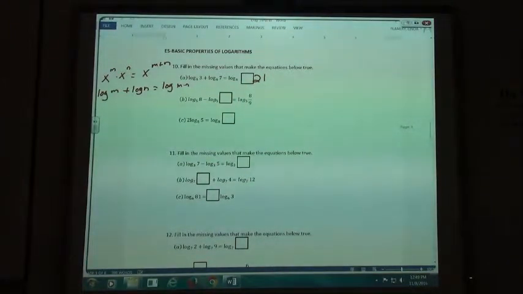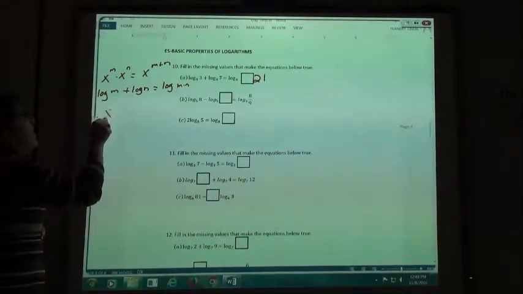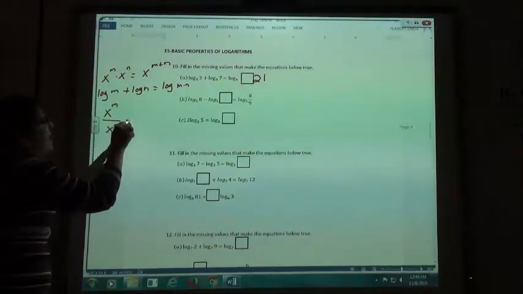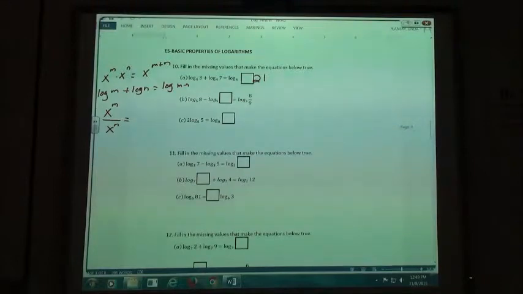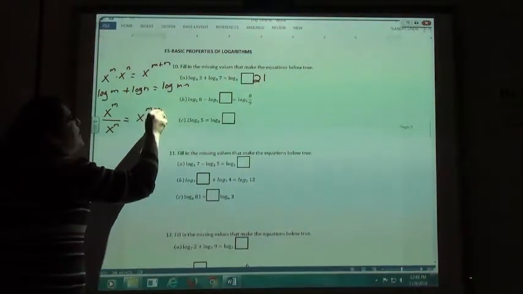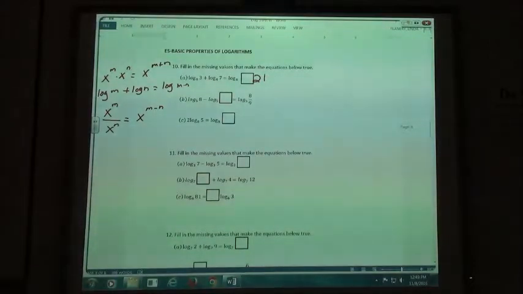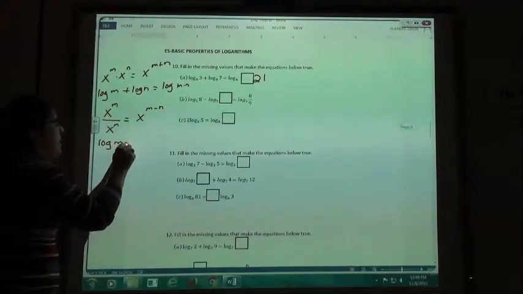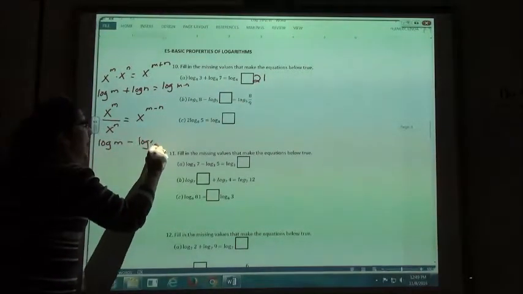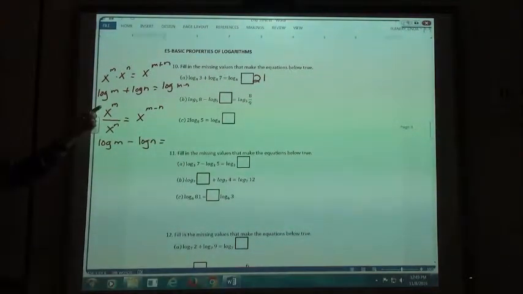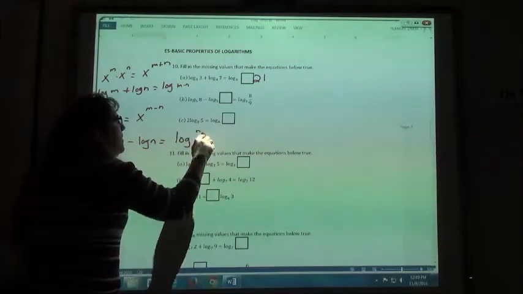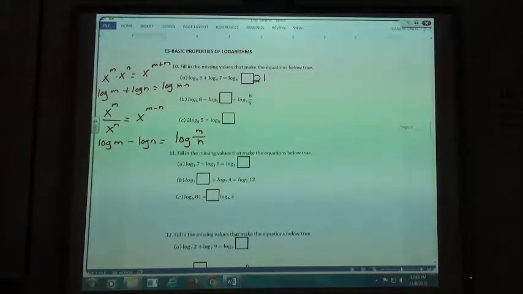So thinking about my exponential function again, if I have x to the m divided by x to the n, what is my rule? I'm going to subtract: x to the m minus n. So with logarithms, if I switch that around, if I have the log of m minus the log of n, I'm going to change it to a division problem. It's going to be the log of m divided by n.